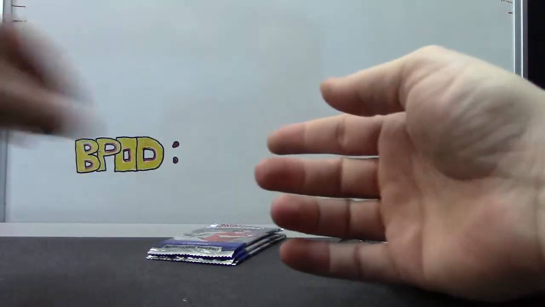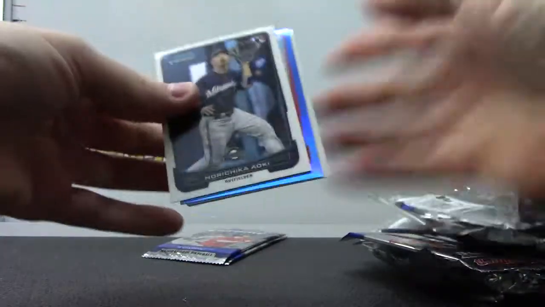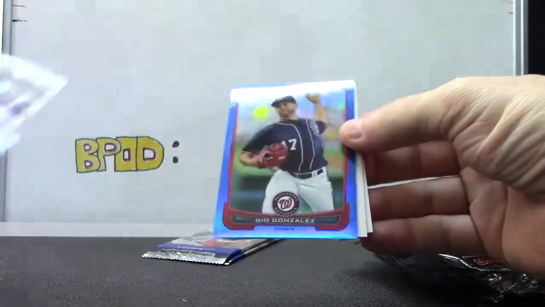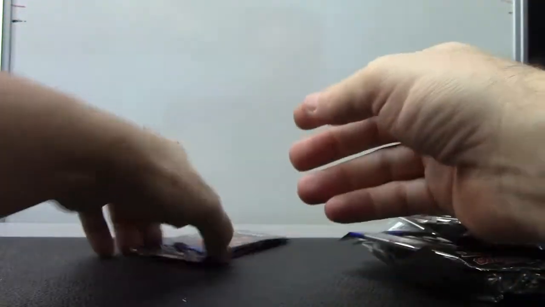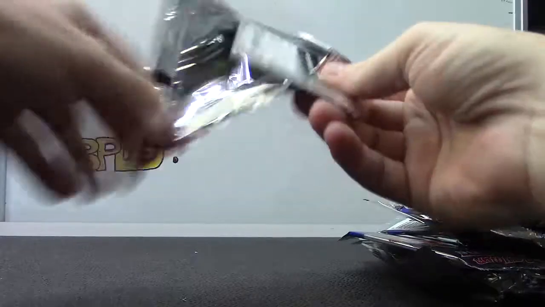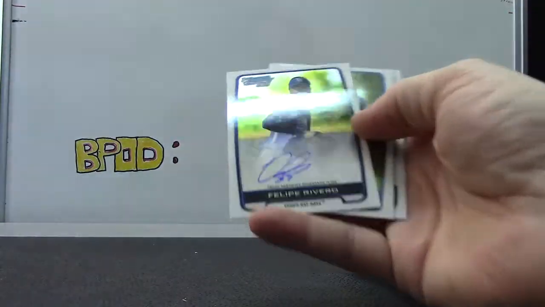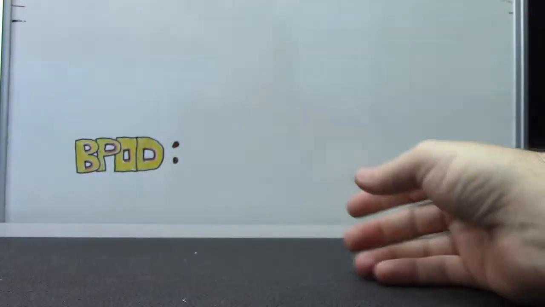Carlos Santana, refractor. Still looking for your autograph here. Maybe it'll be a blue autograph. Nope. Gio Gonzalez, $2.50. Don't just stand there. Buster Posey, refractor. All right, should be in here. Yep, Felipe Rivero. Autograph. Okay.